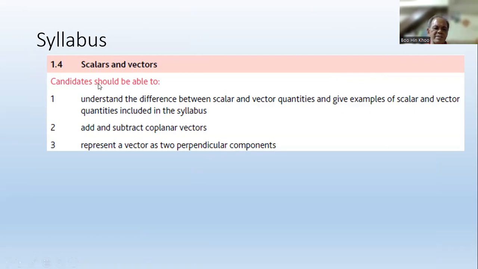So, scalars and vectors. Learning objectives: 1. Understand the difference between scalar and vector quantities and give examples of scalar and vector quantities included in the syllabus. 2. Add and subtract coplanar vectors. Coplanar means on the surface, 2 dimension, not 3 dimension. 3. Represent a vector as 2 perpendicular components.